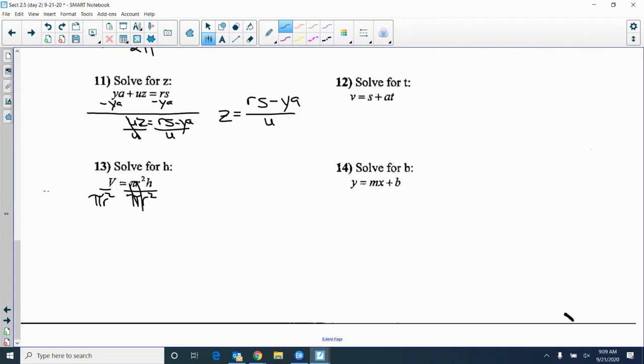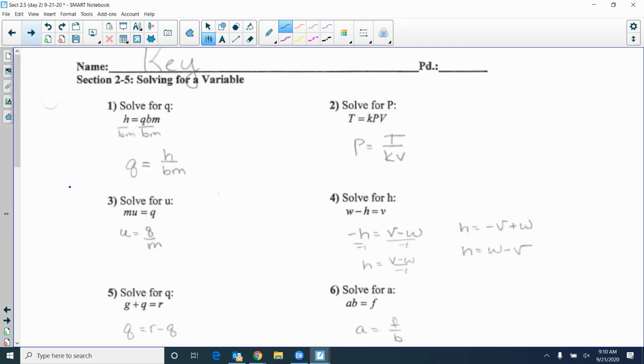Those will cancel out. So what do I want to write down here? H equals V divided by pi r squared. There you go. Okay. Just like that.